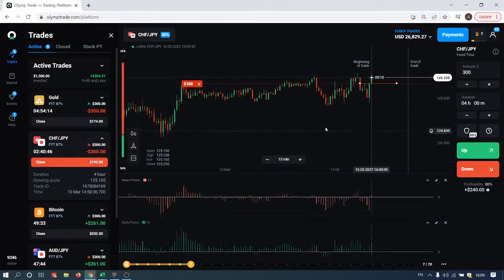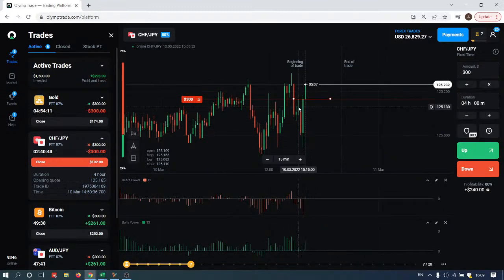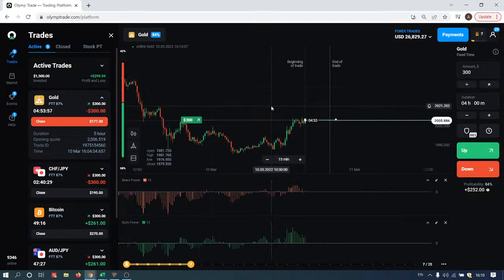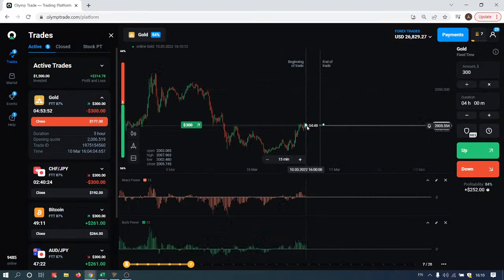Then my next trade is CHF-JPY, the Swiss franc against the Japanese yen, and this trade is in the downwards direction because there was a multiple top formation, like a double top or maybe triple top, it depends. And my latest trade I opened on gold, with a duration of 5 hours in the upwards direction. We are trading right above $2,000 per troy ounce, and I think we have pretty good chances of going further upwards towards the 2050 area.